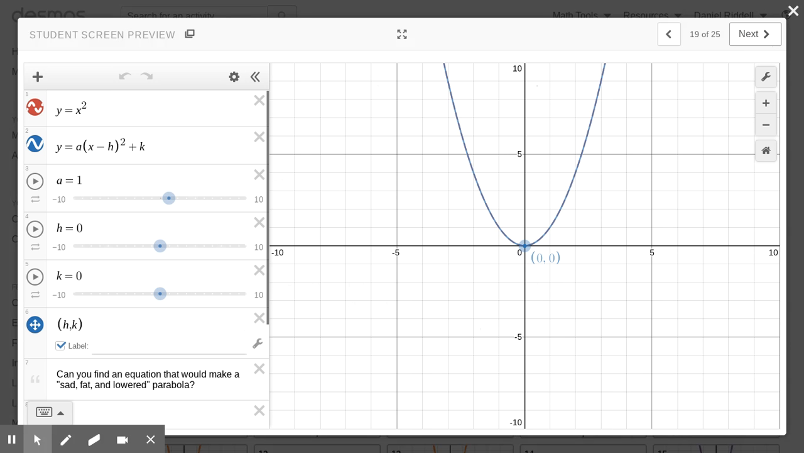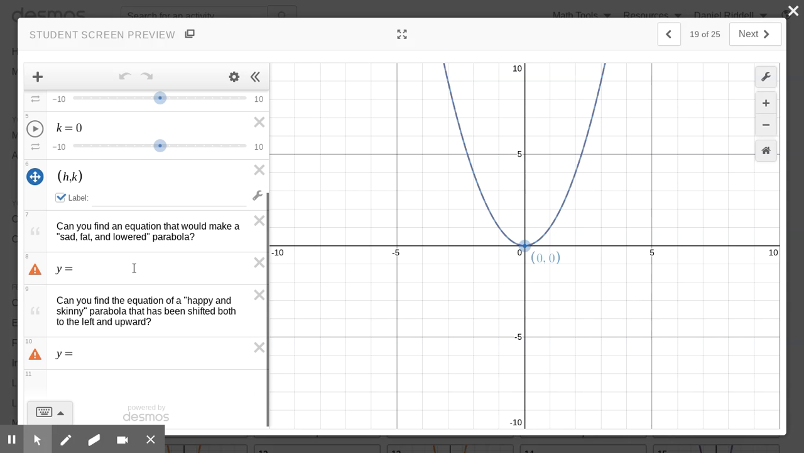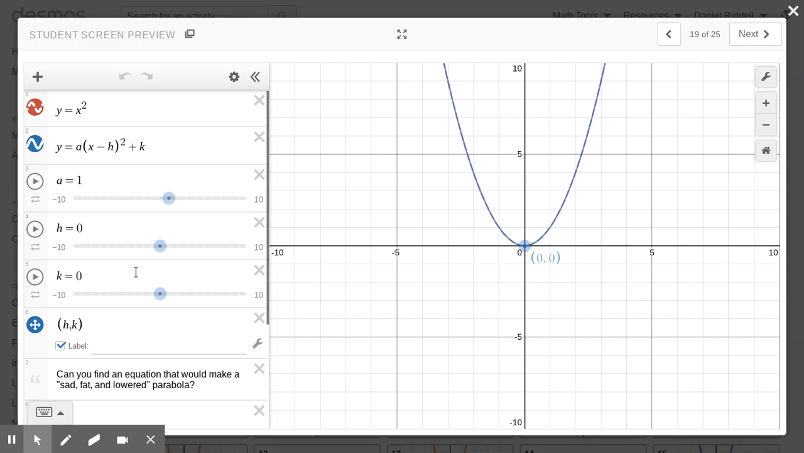You have 3 sliders for A, H, and K. Feel free to change all of them. Feel free to just change them one at a time to see what happens. See if you can answer these questions down here, and you should be good to go.